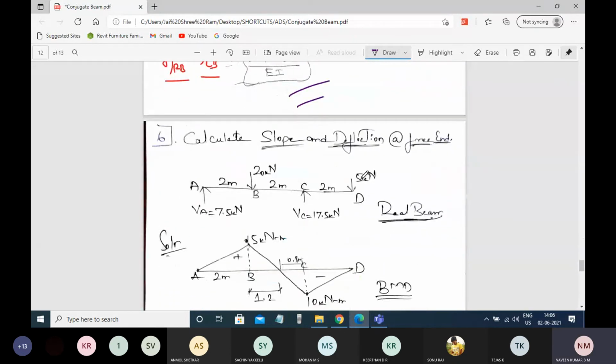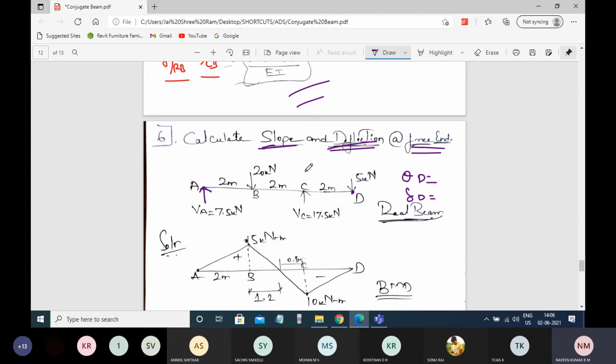Okay, so going to the next and final problem statement related to the conjugate beam method. Again, your main aim is to find the slope as well as deflection at the free end. The free end is at point D, so that means we need to find theta D and delta D. This is the real beam. Let me read the real beam. What are the things given?